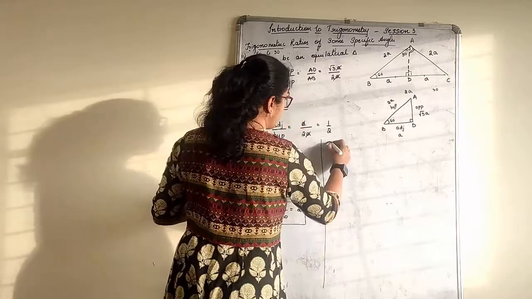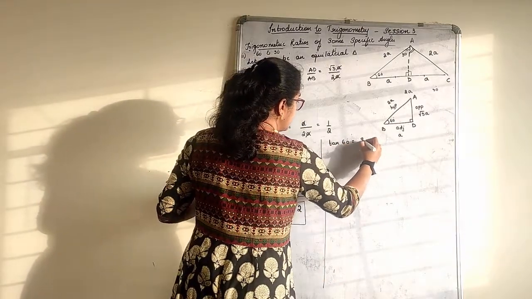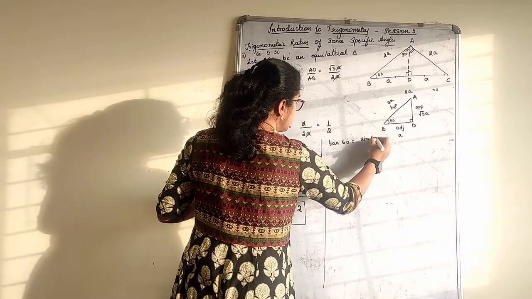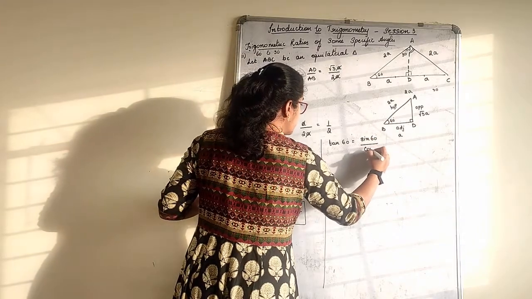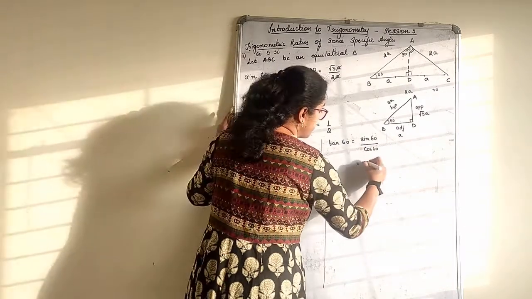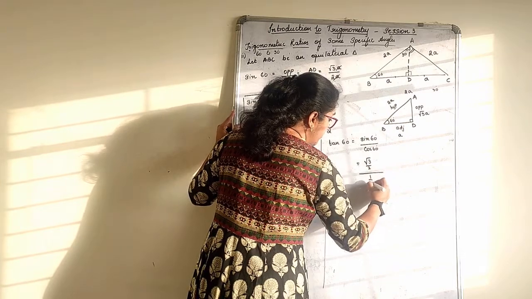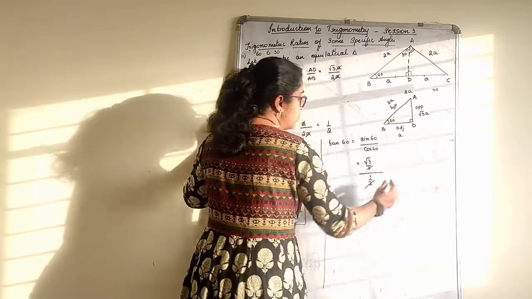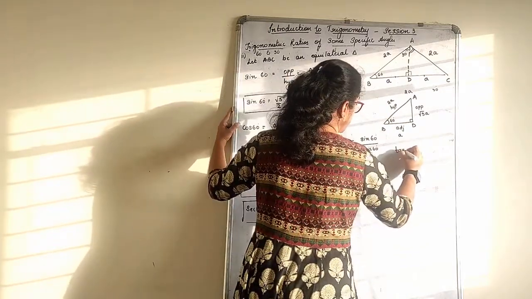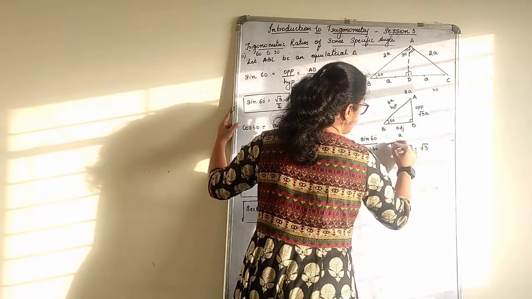Next, tan 60 is equal to sin 60 upon cos 60. Sin 60 is root 3 by 2 divided by 1 by 2. So tan 60 is root 3.